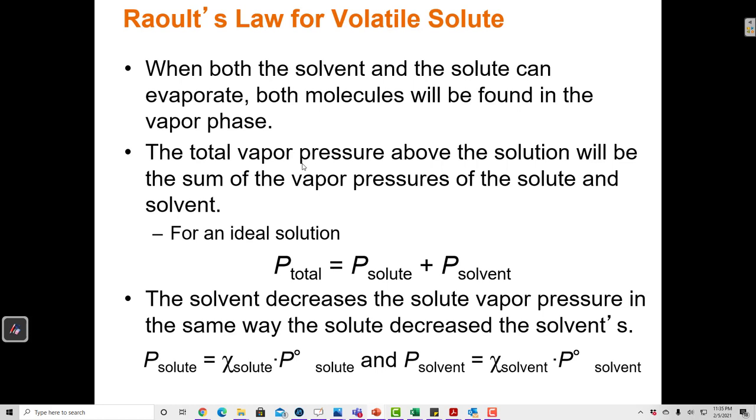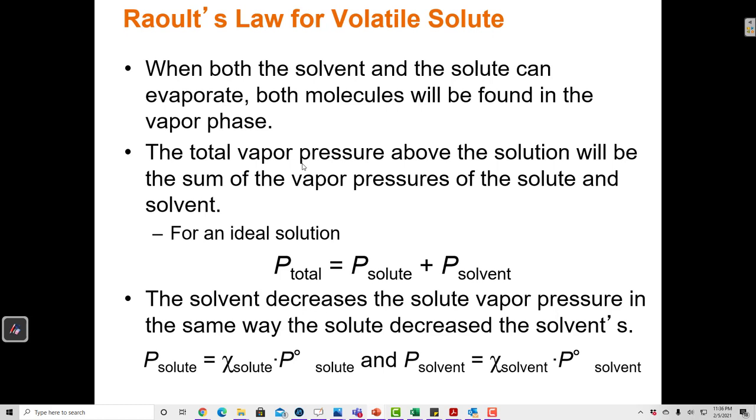So when both the solvent and the solute can evaporate, if they're both liquids, for example, then both molecules will be found in the vapor phase. This was a situation that we were talking about before, where if the solvent is water, for example, and the solute is another liquid like ethanol, then both of those compounds have a vapor pressure. Molecules of H2O are escaping from that solution, and molecules of ethanol are also escaping from that solution. So we can calculate the pressure of the whole system, the total vapor pressure.